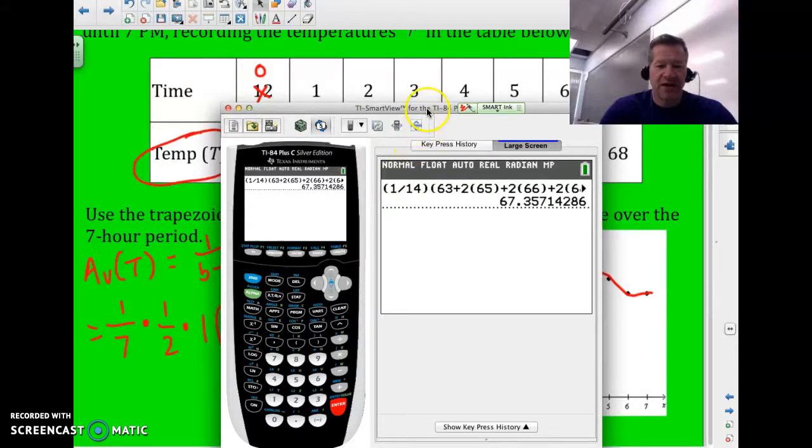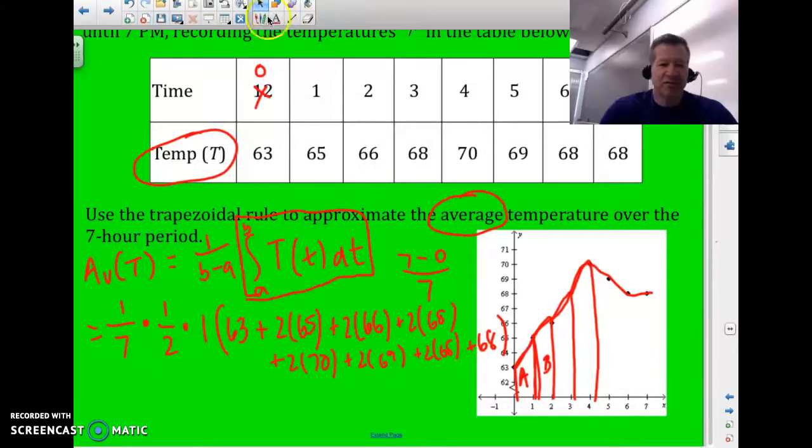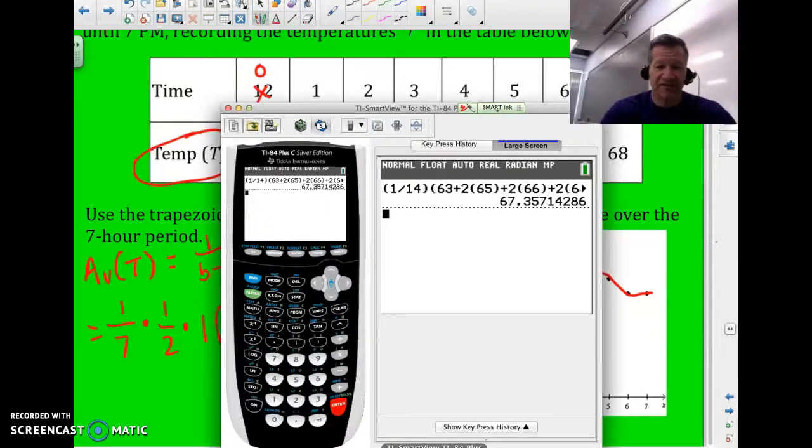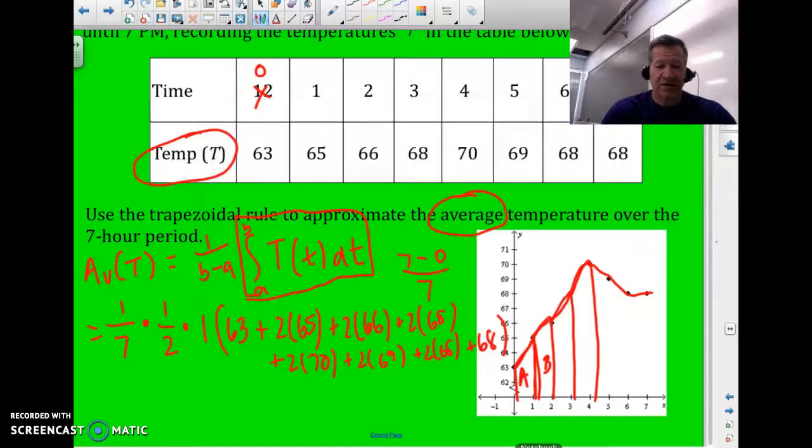67.3. Now, does that seem reasonable that this approximation, and I should go to 3 places, 67.357. So does it seem reasonable when you look at this table that the average temperature could be about 67.357 degrees Fahrenheit? Yeah, that seems like a pretty decent answer for the average.